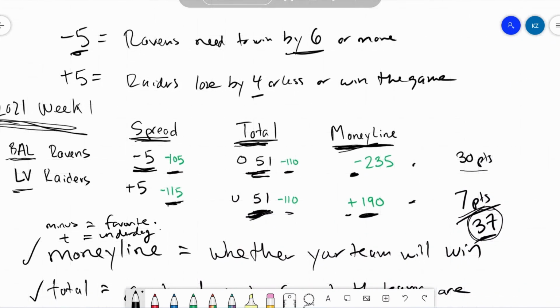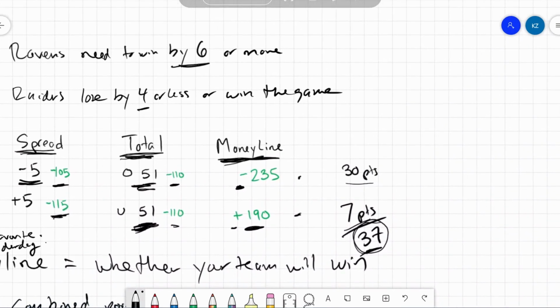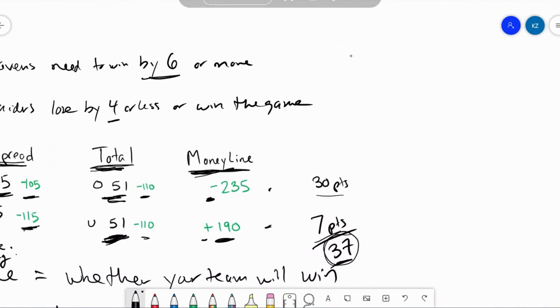So let's talk about the spread. Let's say we ended up taking the Ravens at that -5. I'll just keep it on the screen here. So let's say we take the spread bet of -5 on the Ravens. Again, what does this mean? We need the Ravens to win by 6 or more, and we will win that bet.